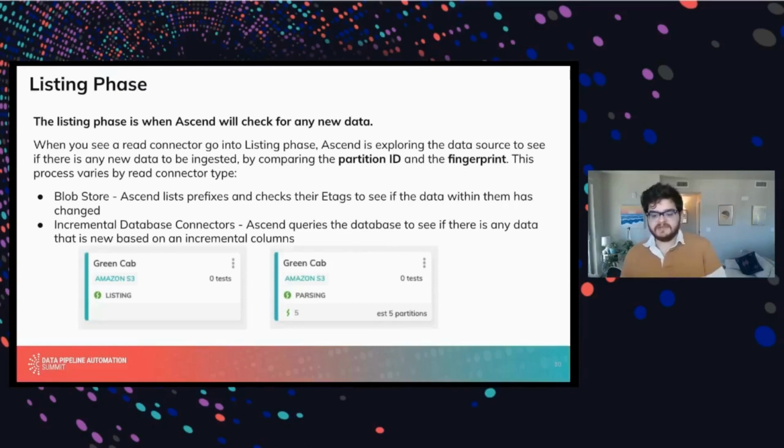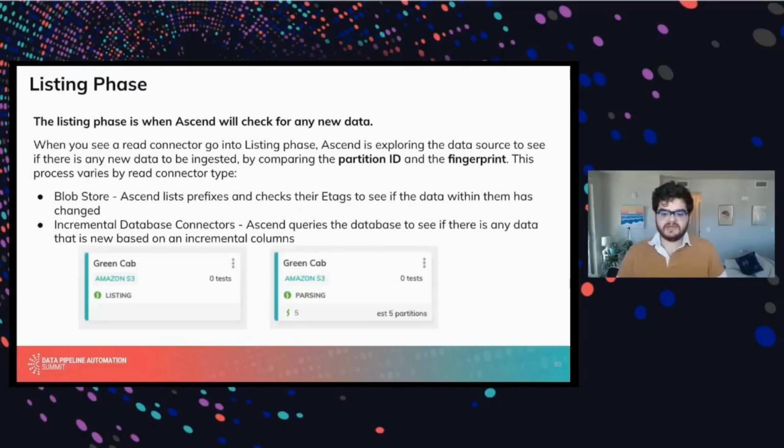A pretty classic example of this is blob store. When we're running a read connector for S3 or ADLS or Google Cloud Storage, we're listing out the objects within that bucket, or the ones that we're interested in, to see if there are any new files or if there are any files that have changed using their e-tags. This way, Ascend can figure out which data is new and then pull it in as its own partition. Similarly, for something like an incremental database connector, Ascend will query the database to see if there's any new data and bring that in as its own partition. So the key point here is that listing is when we're going out and looking for new data, and this ultimately also determines what the partitioning is going to be.